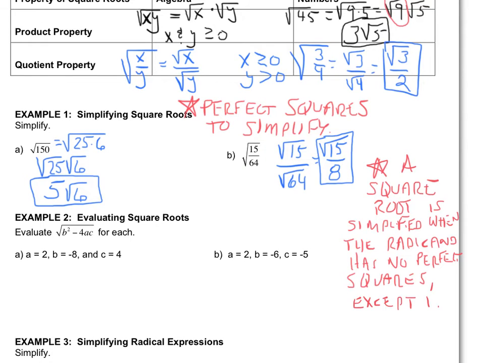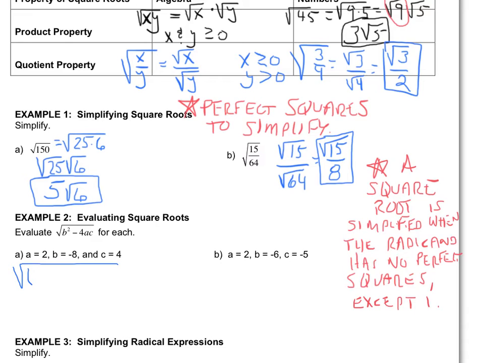Next, we want to look at evaluating square roots. Here we have a radical sign with an expression in the radicand, which is going to be really important later on when we talk about our quadratics. What we're going to do is just plug in and solve, and we have to be careful in how we plug in and solve. So there's the radical sign.